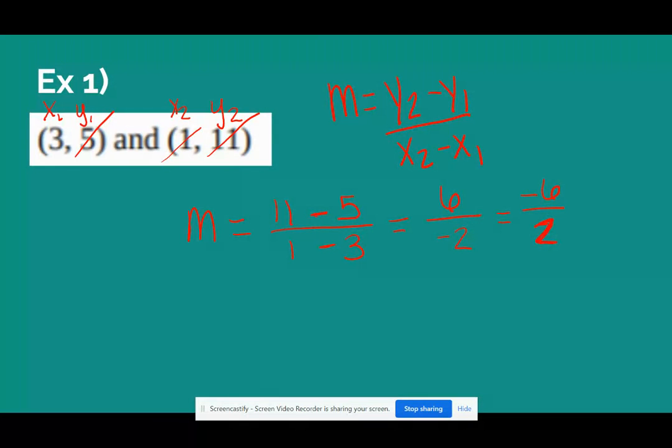And then we use our ABC button. So we're going to do negative 6, ABC 2, and it's going to reduce it down for you. So negative 6, ABC 2. And so our slope in this case is negative 3. Okay. So that is example 1.